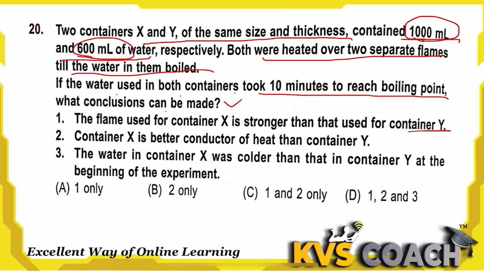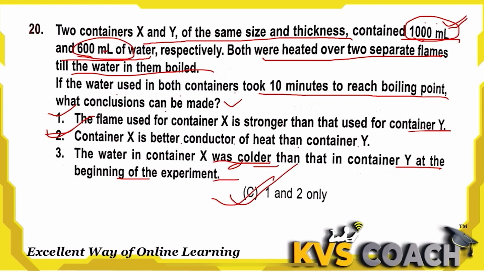So if the first container's flame is strong, then only they can reach the boiling temperature at the same time. So this statement can be a conclusion. Second one is, container X is a better conductor of heat than container Y. Yes, this can also be possible that the material or metal of container X is a better conductor of heat than Y. That's why they equally reach the boiling point. Third one, the water in container X was colder than in container Y at the beginning of the experiment. This is not possible. Only option C, 1 and 2 only, are the right conclusions.